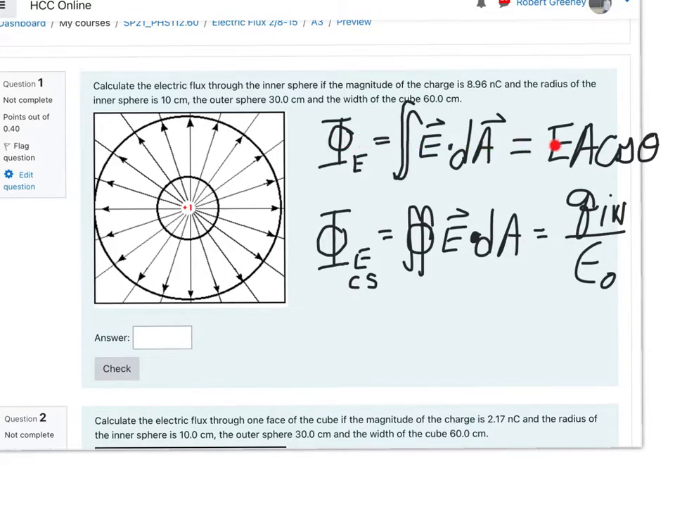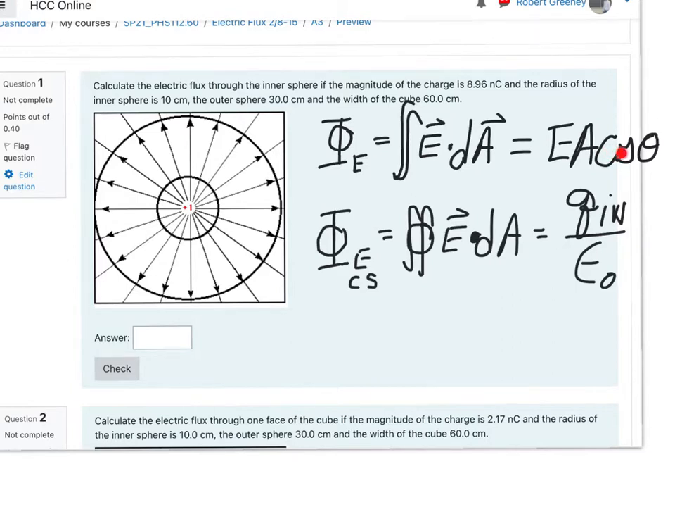This is the definition of flux. For most simple cases where E is constant and the area is flat and the angle remains constant, it'll just be E times A times the cosine of theta. The integral allows us to deal with situations where either the field, the direction of the field, or the area element changes direction over a surface. Okay, so that's the definition of flux.